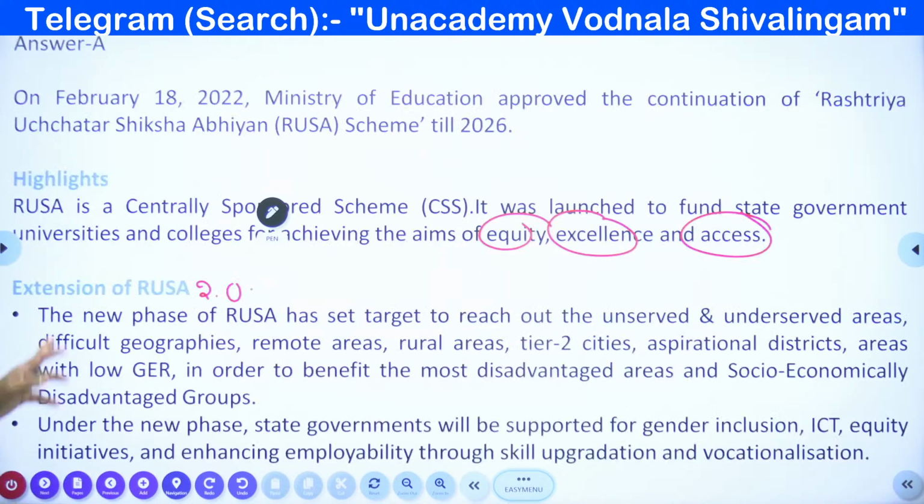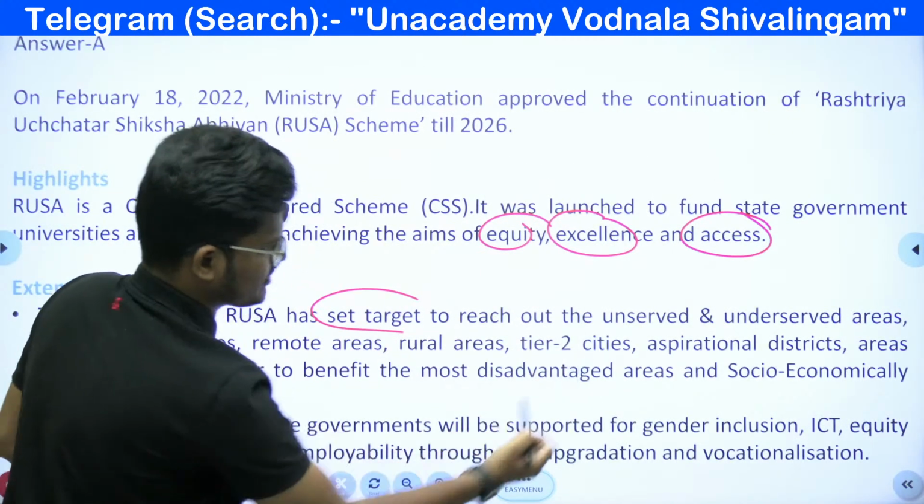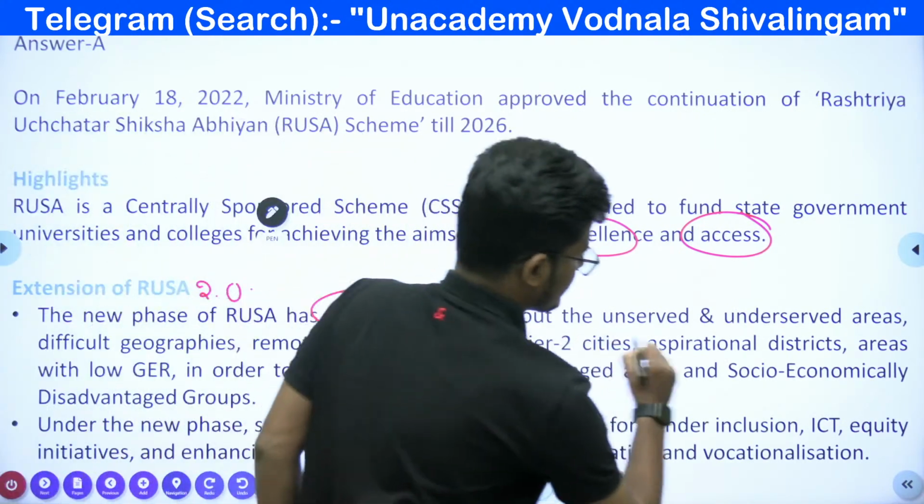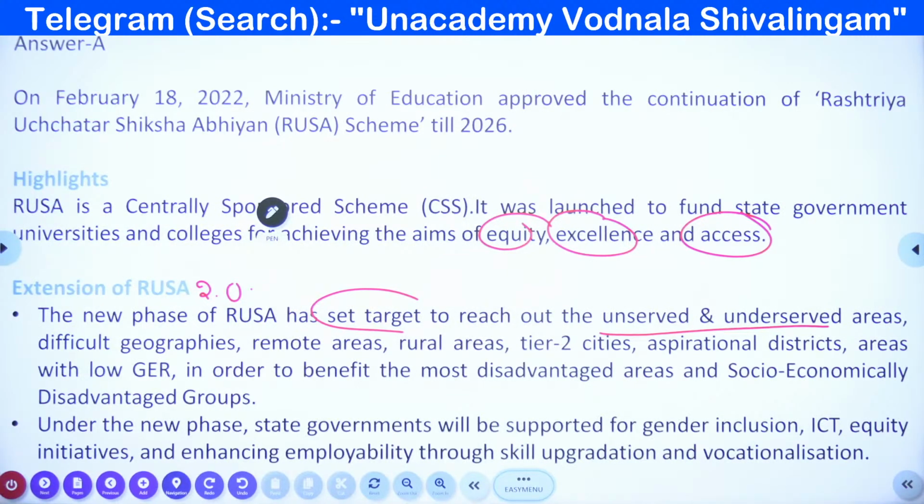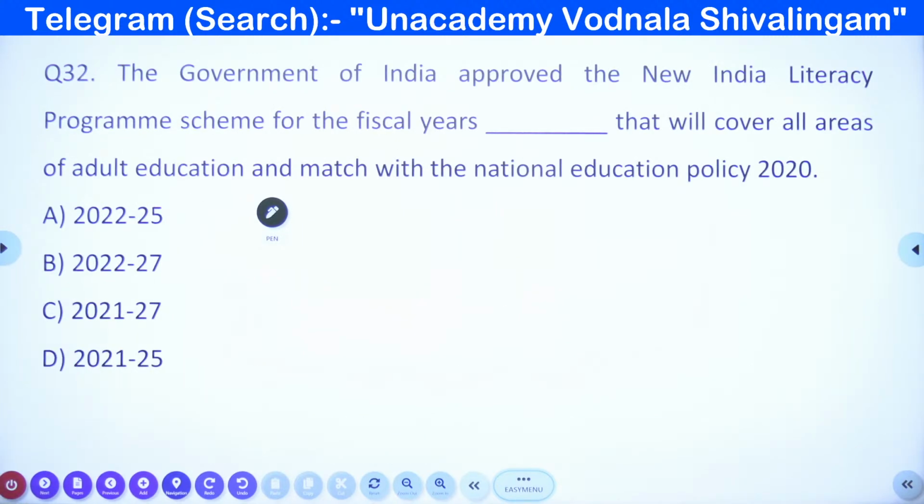Actually, it is better to discuss this also. The new phase of RUSA is set to reach the unserved and underserved areas. We need to set up educational programs in remote areas, tier 2 cities, and aspirational districts, wherever the gross enrollment ratio is low, for socio-economically disadvantaged groups. State governments will be supported for gender inclusion, ICT, equity initiatives and enhancing employability through skill upgradation and vocationalization. So the main importance is improving skills through ICT as well as equity initiatives, because they also ask statements about RUSA.